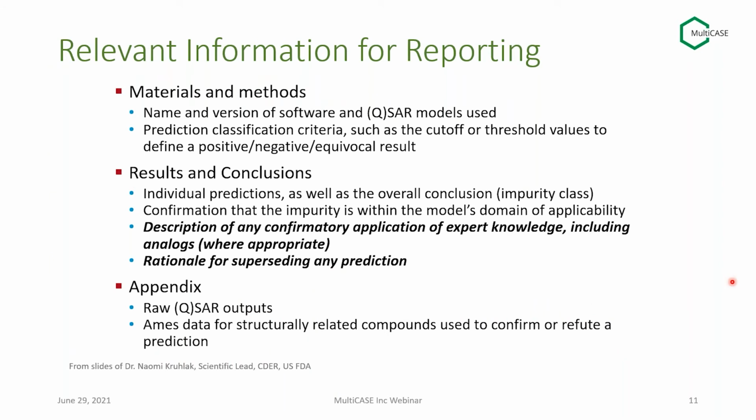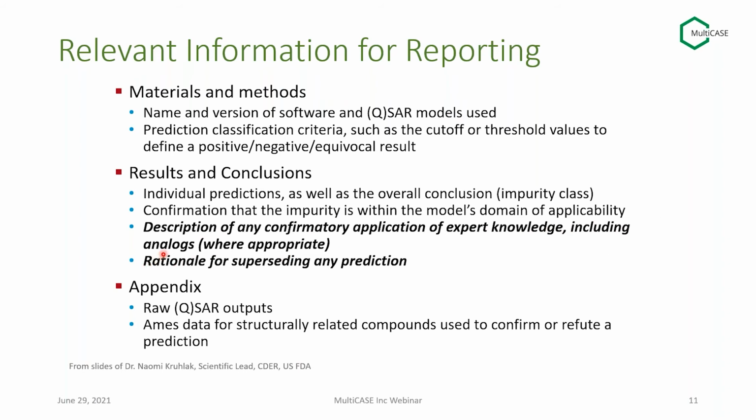And once you run your model, you will need to report the results. Some pieces of the report are extremely important. These are highlighted in bold here. Of course, you need to do some kind of housekeeping. You need to provide the version of the software, what type of models you used, and whatever is known about this model, like cutoffs and threshold values. You cannot provide results of the prediction without actually providing predictions. It's the same with the overall conclusion. And usually there should be confirmation that the compound you're testing is within the model domain of applicability. But what is most important, if you apply any expert knowledge or expert review to make the final conclusion, it needs to be spelled out.